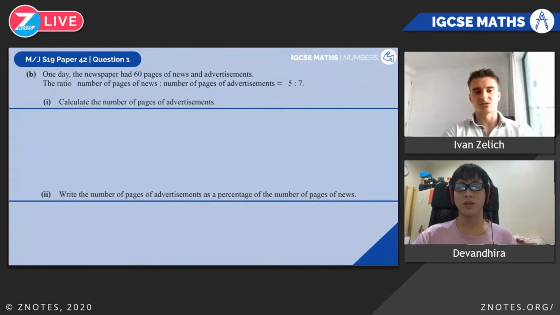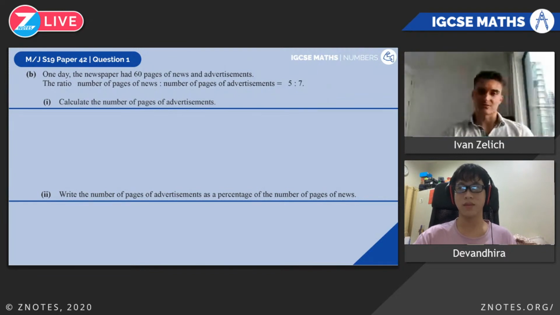Okay. So we have: one day the newspaper had 60 pages of news and advertisements. The ratio of pages of news to pages of advertisements is 5 to 7. Calculate the number of pages of advertisements. So again, this is a ratio problem. We're given a ratio, so we expect it to be a ratio problem.